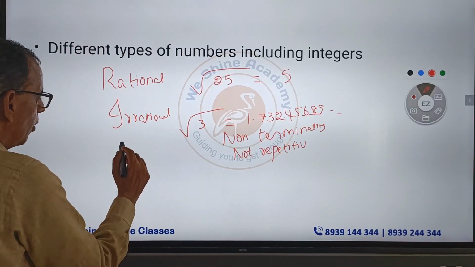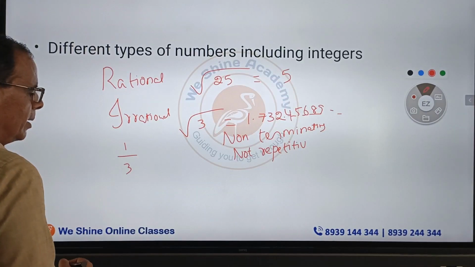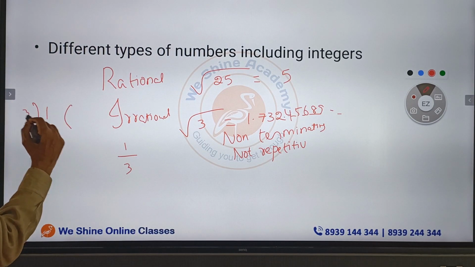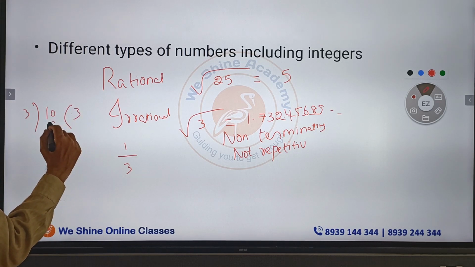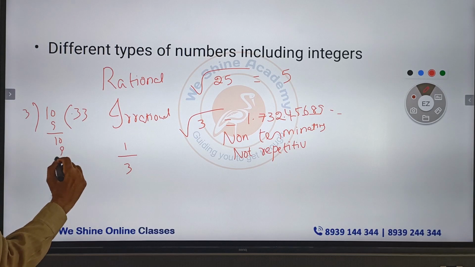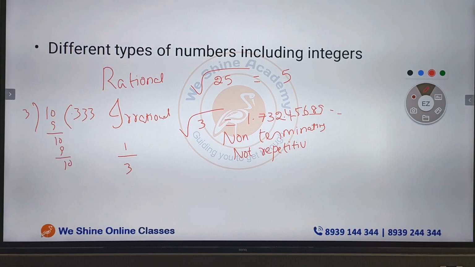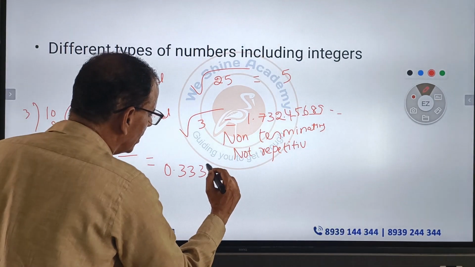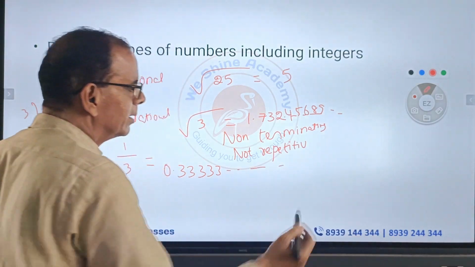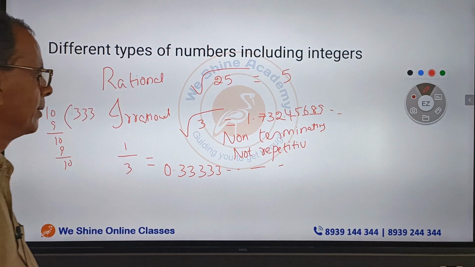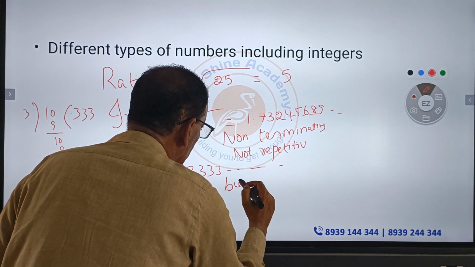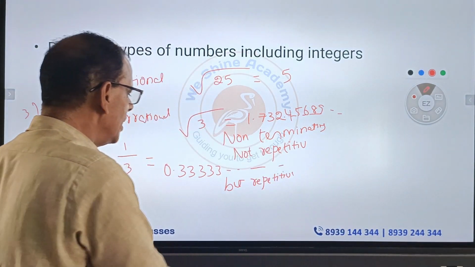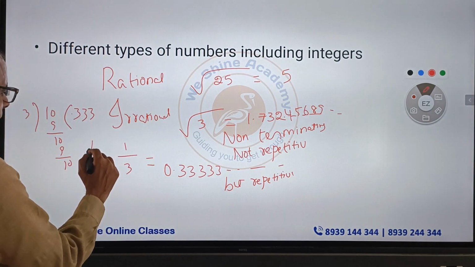Suppose I take 1 by 3. If I divide 1 by 3, what happens? 3 3s are 9, 1, 10, 3 3s are 9, 1, 10, 3, 3. How does it come? 1 by 3 is equal to 0.33333, never ending, non-terminating, but repetitive. In this case, this is called a rational number.